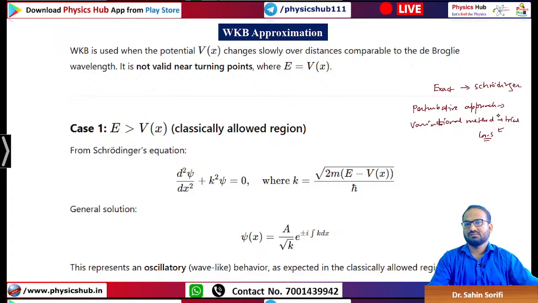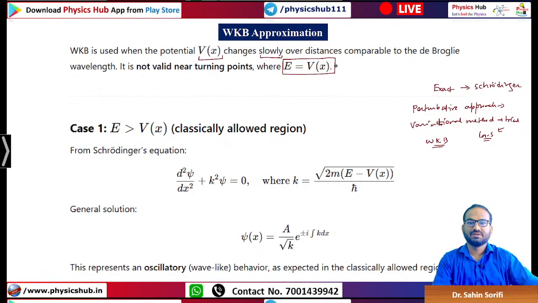Now another approximation method is the WKB approximation method. What is the speciality of WKB, and when do you require to use this? WKB is used when the potential V of x changes slowly over distances comparable to the de Broglie wavelength. So the variation of the potential will be very slow, and in those cases WKB approximation will be useful. It is not valid near turning points, when E is equal to V of x.